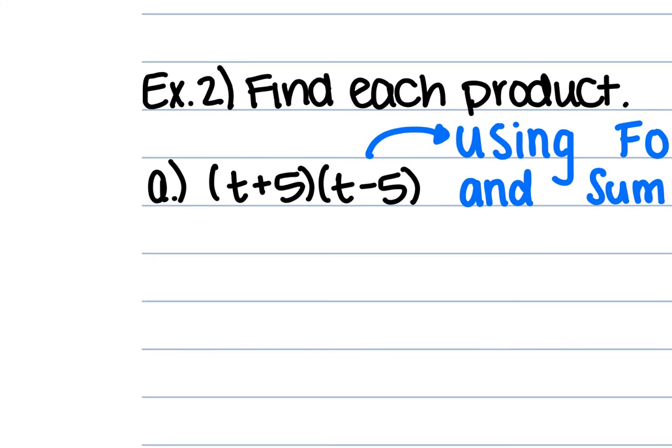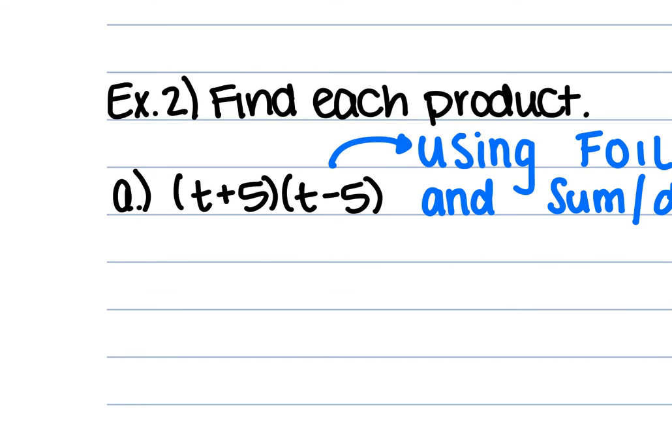So we're going to FOIL this one just to see it this way, but then I'm going to show you the shortcut, okay? So you're going to take t and multiply it by t. What's t times t? T to the second power. What comes next? T times negative 5, which is negative 5t. What comes next? And then positive 5 times t, so plus 5t. And then negative 5 times 5, negative 25.